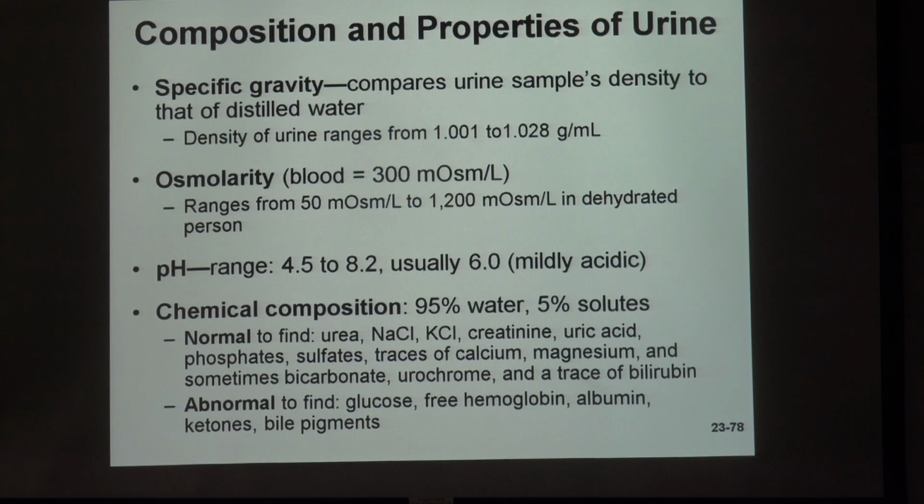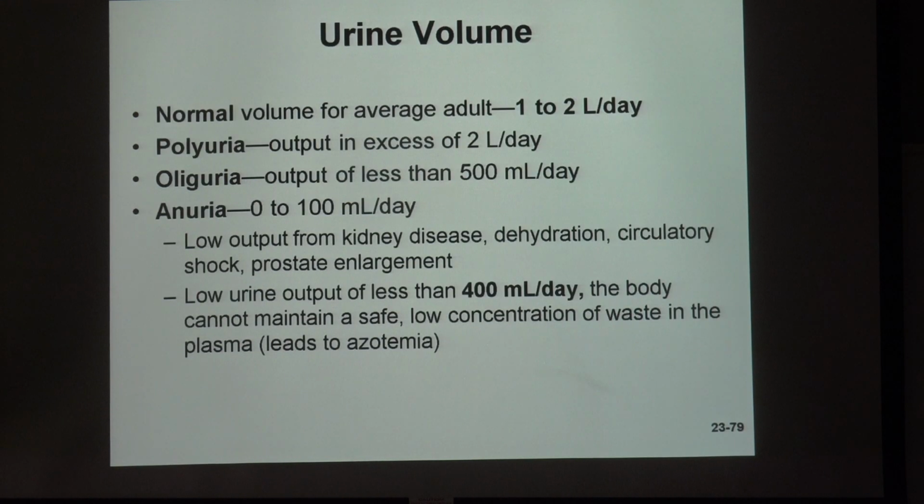Okay? Abnormal. You do not want to find these in the urine. Number one, glucose. That should all have been reabsorbed through tubular reabsorption. Number two, hemoglobin or blood. Albumin. That indicates ketones, bile pigments. This indicates that there is a tear somewhere in the glomerular system and that it's allowing that material to leak out into that proximal convoluted tubule.